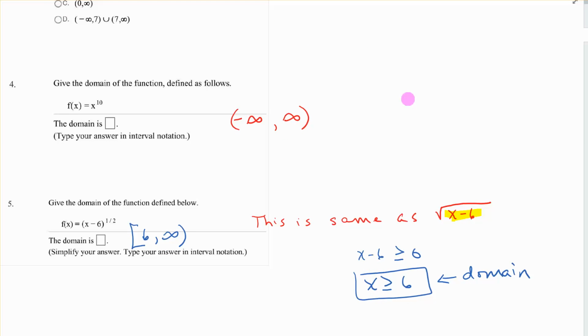All right, x to the 10th. Is there anything we could let x be to give this a problem? No. So this is all real numbers, or negative infinity to positive infinity.